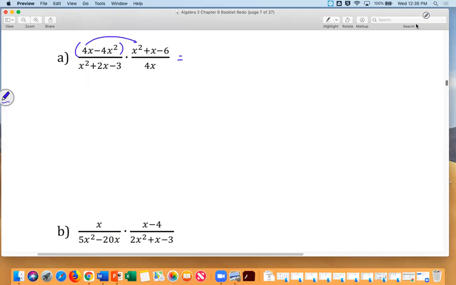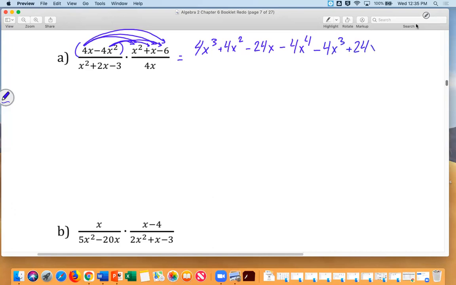So the 4x times x squared, we get 4x cubed. And then that, so we get plus 4x squared. And then that times that, I get negative 24x. And then I got to do this. Oh boy. So I get negative 4x to the 4th minus 4x cubed plus 24x squared.